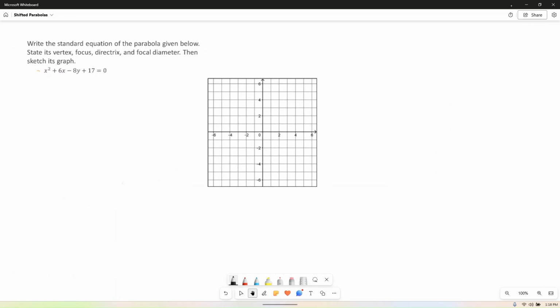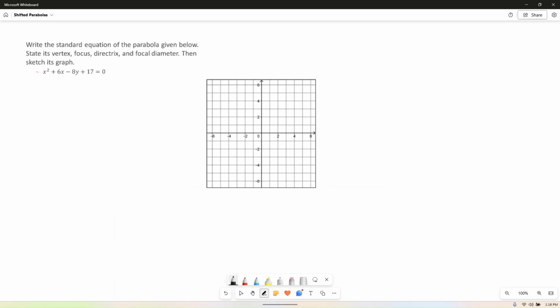All right, let's look at one more example. This time we're given the equation of the parabola in sort of an expanded form. Okay, so it's not factored in our standard form that we look at. It's more of a general equation. It's not factored for us, so we're going to need to do a little bit of algebra to get it in our standard form. Once we have it in standard form, we can then go ahead and identify what the vertex is. We can figure out the value of P, which lets us find the focus and the directrix and the focal diameter, and then we can sketch its graph.